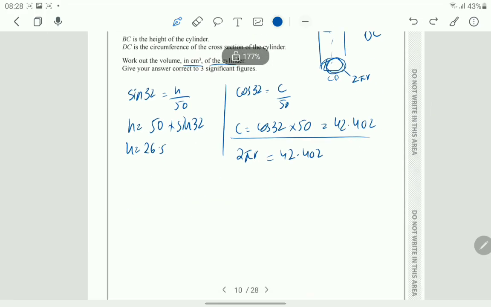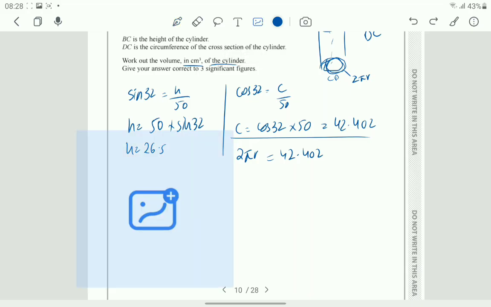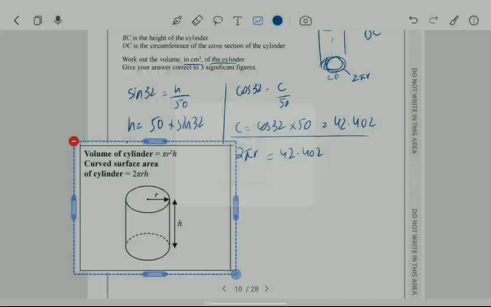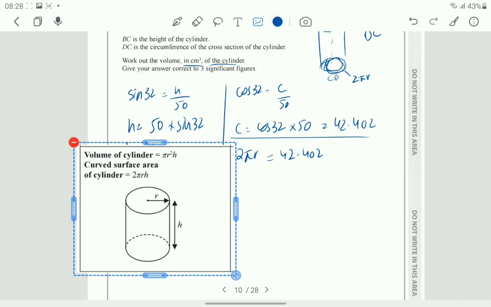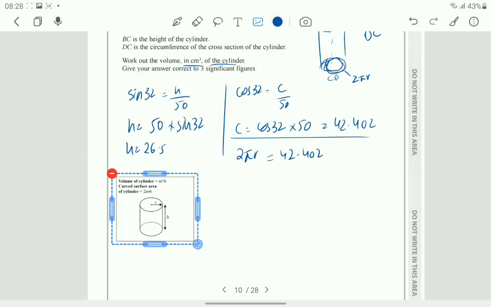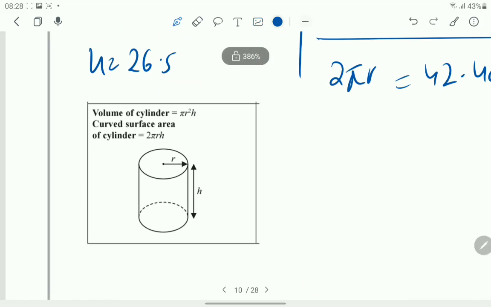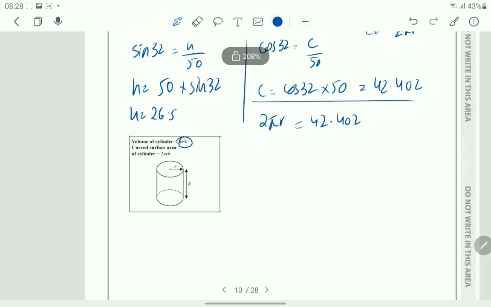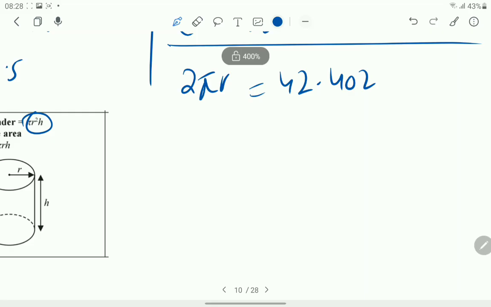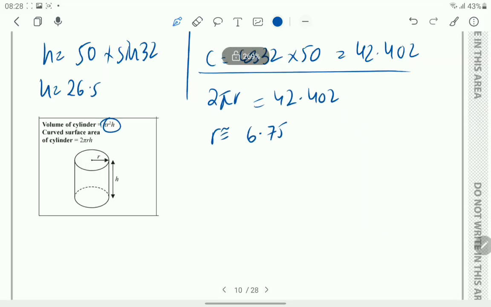If you did not know the formula for the volume of a cylinder, the paper provides that formula for you on the second page of the exam. So this is what is important for us. In order to find the volume, we have height but we do not have radius, so we get radius from this formula, and r is equal to 6.75 approximately.